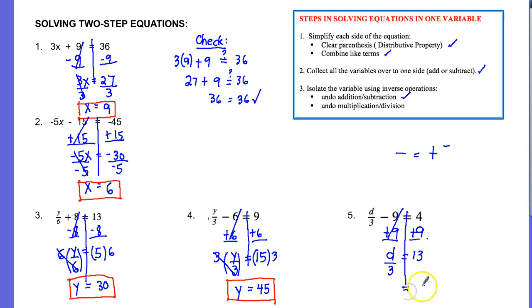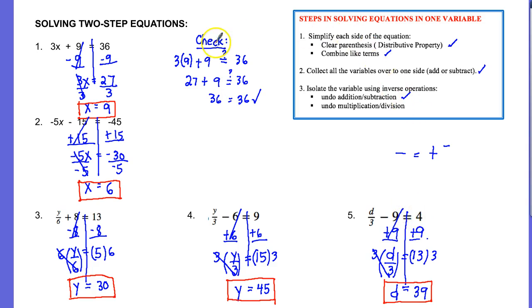Now, I'm not done because I still have to get rid of 3. To get rid of 3, I have to undo division because d over 3, that's the same as d divided by 3. So to undo division, I will multiply both sides by 3. So 3 over 3, that's just 1. And then I still have d on the left side. And then on the right side, I have 13 times 3, which is equal to 39. So d equals 39. So that's the answer. That's the value of d that will make the equal sign true.